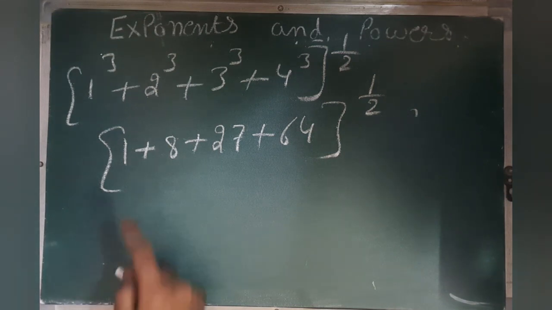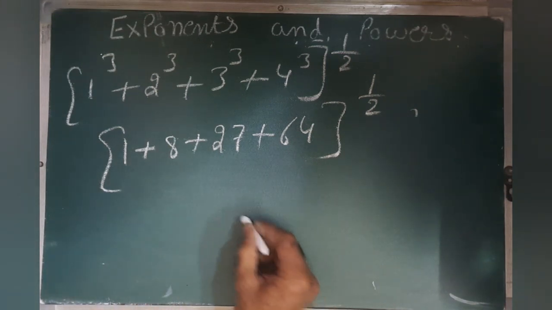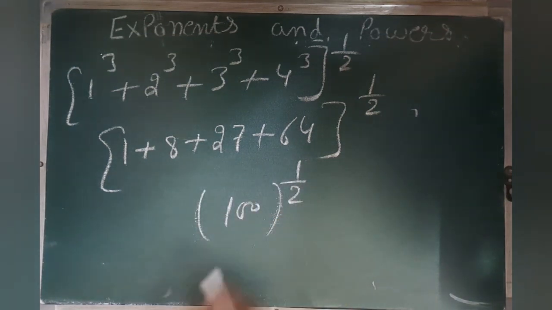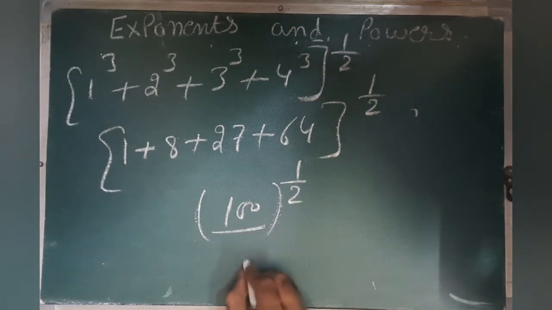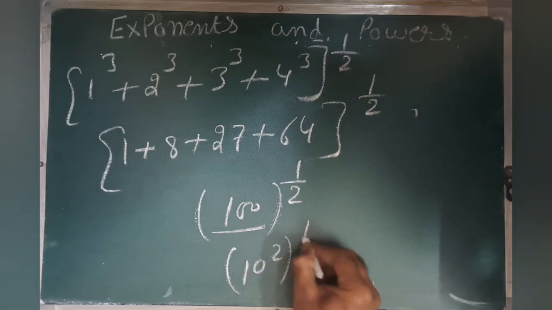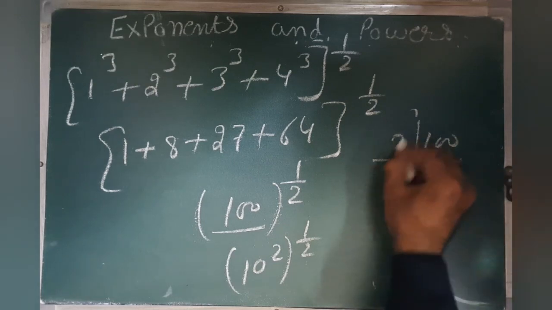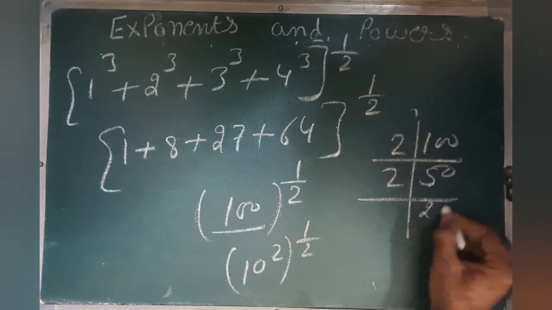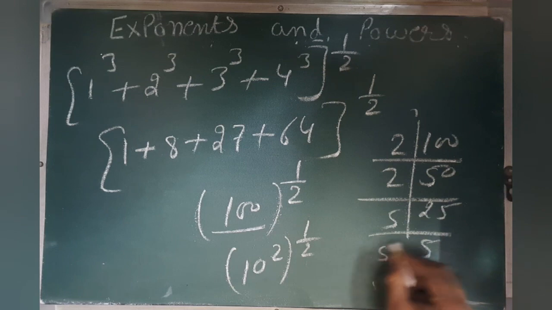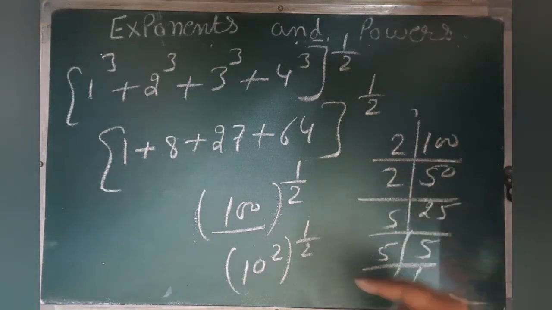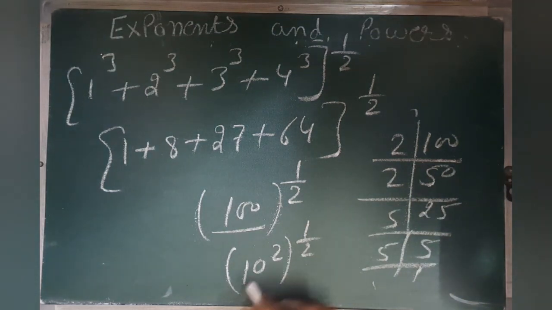Now 1 plus 8 plus 27 plus 64, that is 100. So 100 power 1 by 2. Now how can we write the hundred? So hundred, that means 10 power 2 we can write. I already explained like 100: 2, 50, then 25, then 5, then 5. So in this, we can write 2 power 2, 5 power 2 also. It depends on our question how we can factorize this.